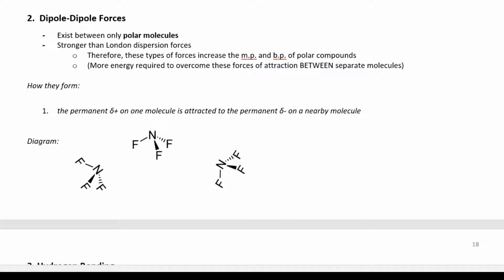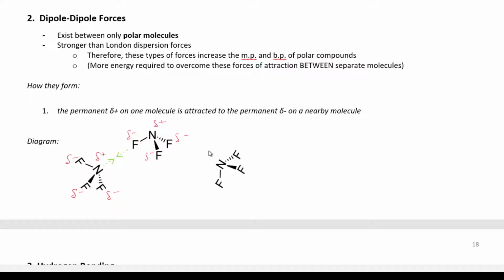Well, you have a permanent delta positive and delta negative on one molecule. So if we were to take a look at this, these would all be delta negative because the electrons are pulled over to this side of the molecule. And this is delta positive. This is delta negative. And this is delta positive. So because we have slightly different charges here, like delta positive and delta negative, we're going to get an attraction force between these two molecules.